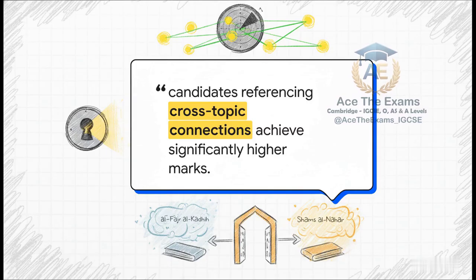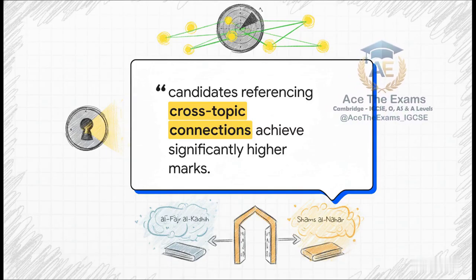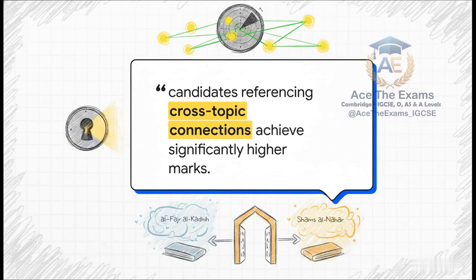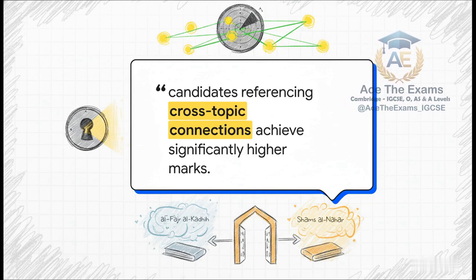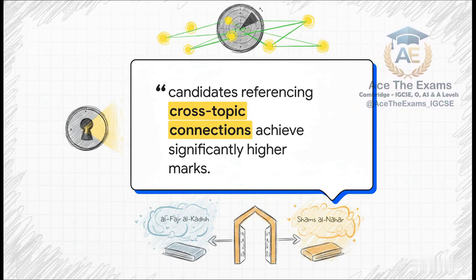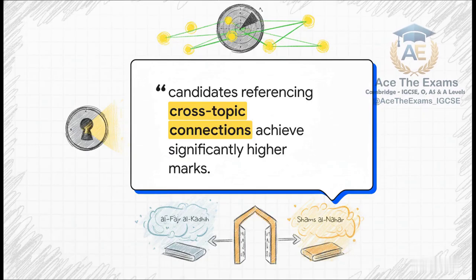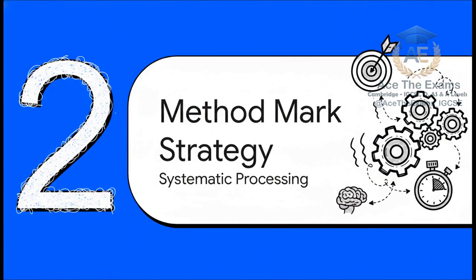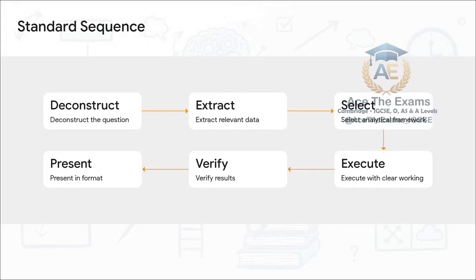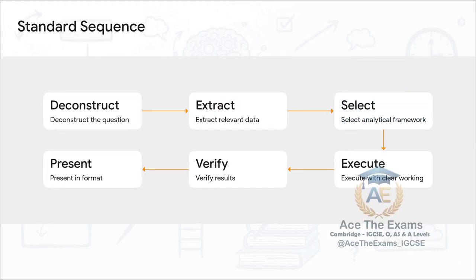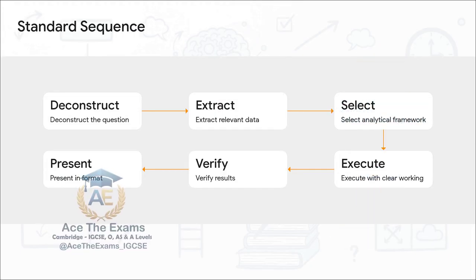It proves to the examiner that you aren't just staring blindly at a single blip on the radar. It shows you understand the entire airspace, and you see exactly how every single text interacts within the broader cultural and literary themes. That is how you show true mastery. Moving smoothly onto Vector 2, the method mark strategy, we are shifting from what examiners want to exactly how you process it systematically.